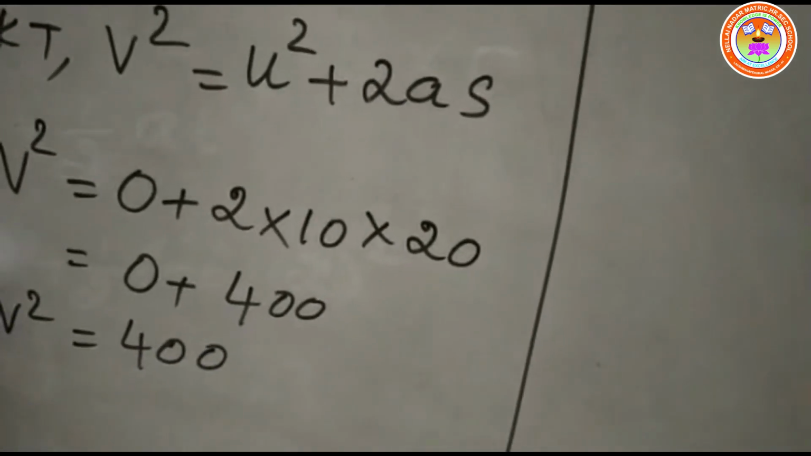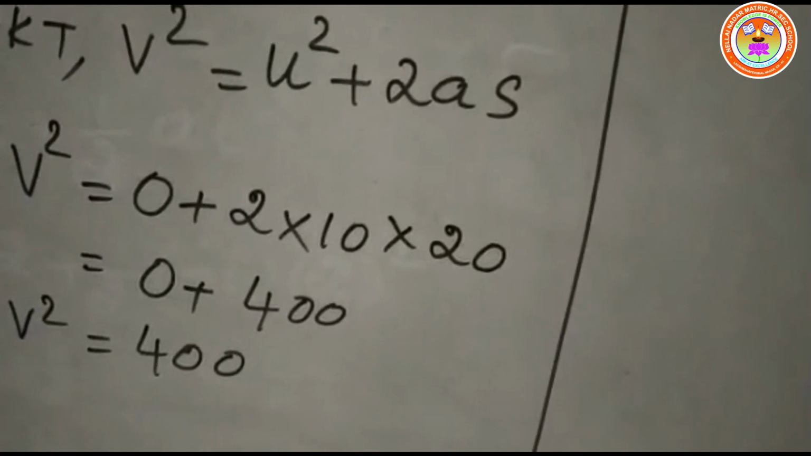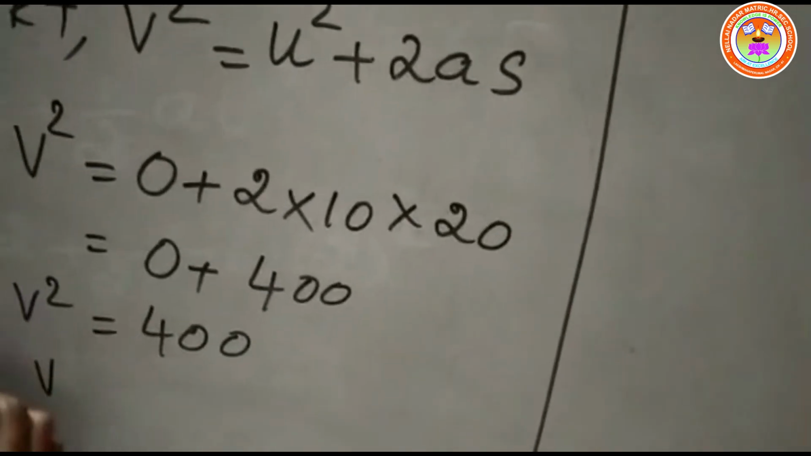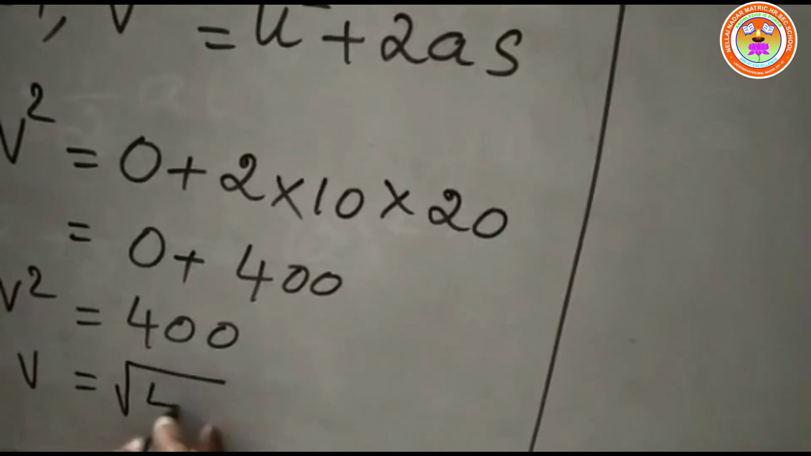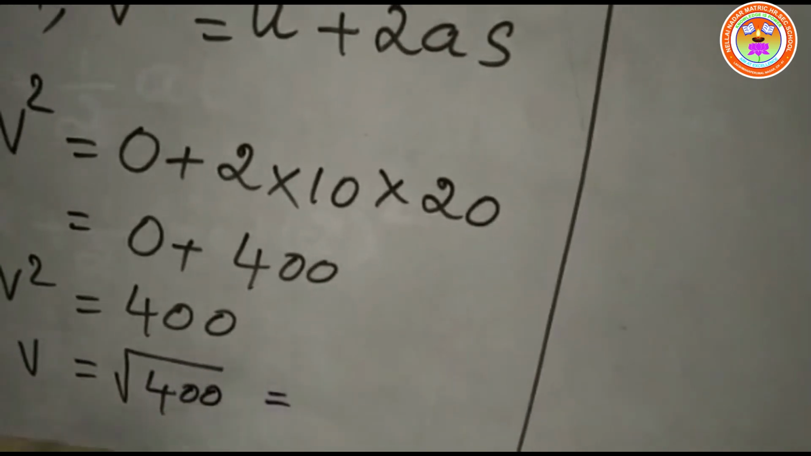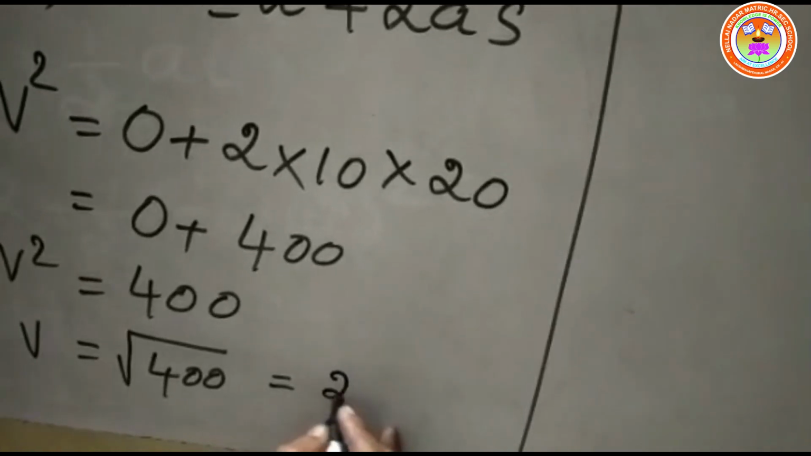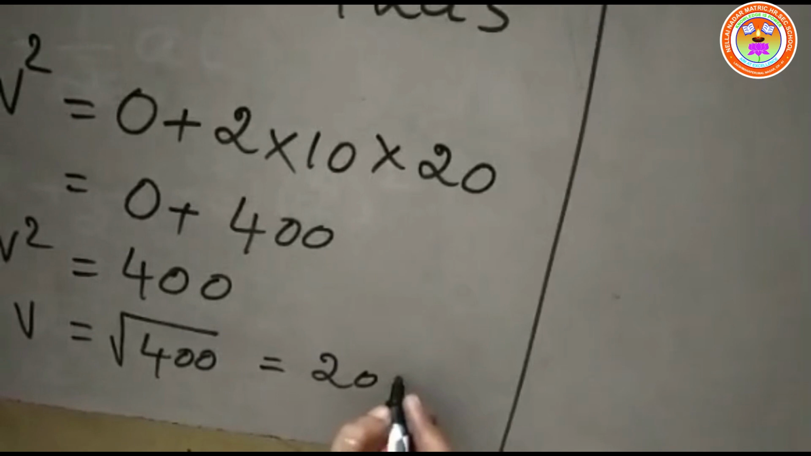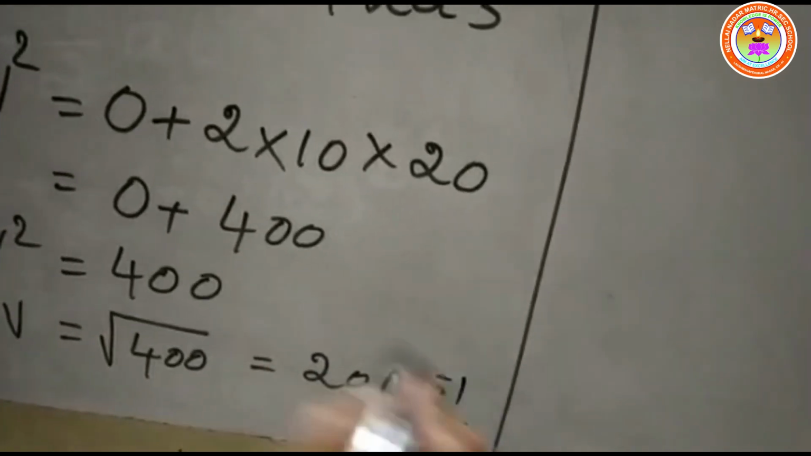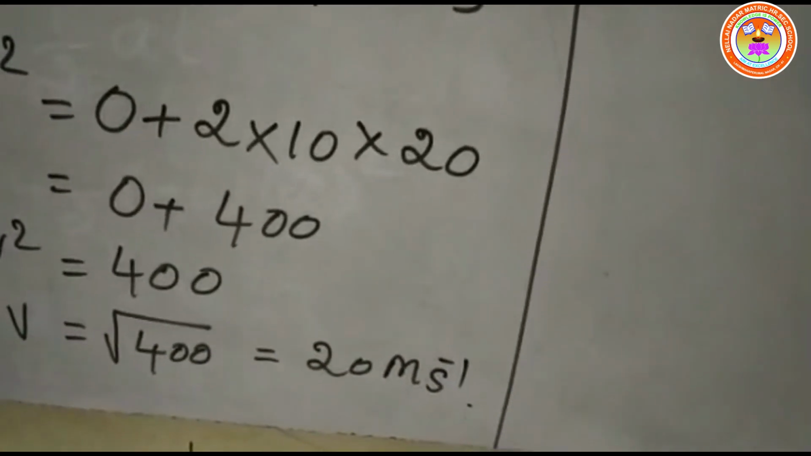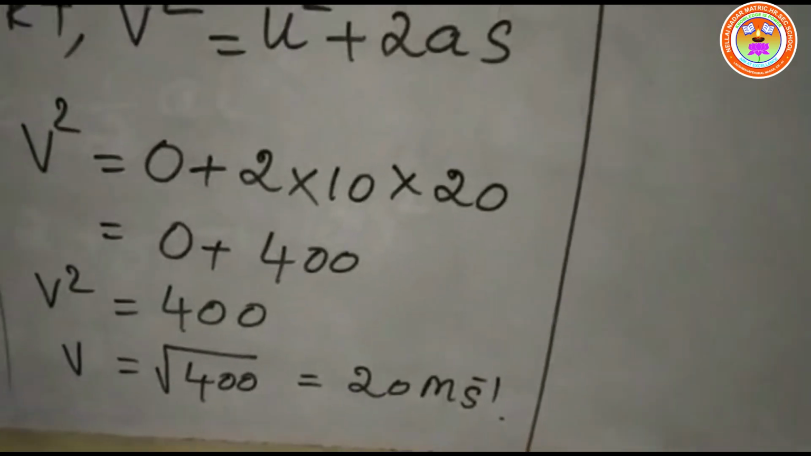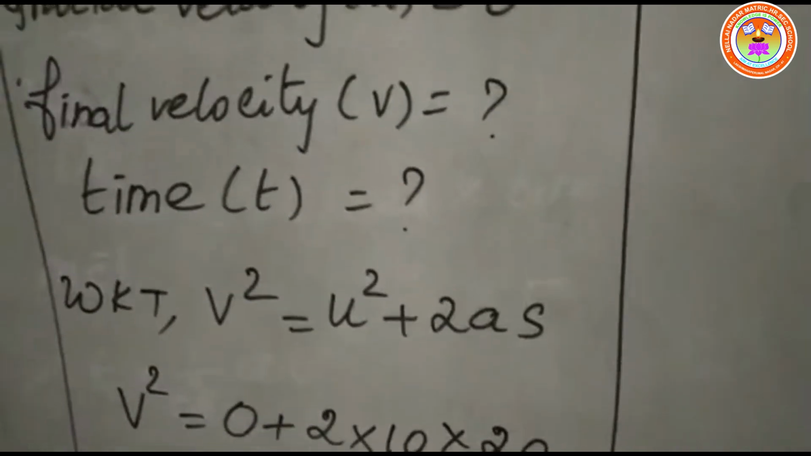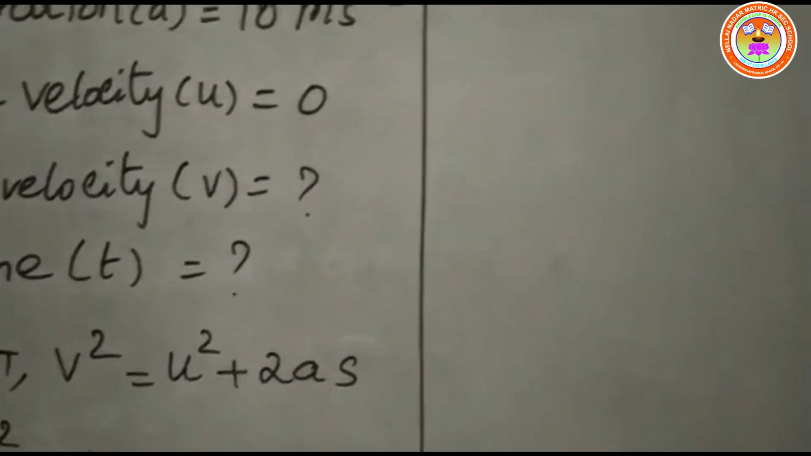We have to find out the value of V only. So take the square root on both sides. So the square will be cancelled out, isn't it? So V is equal to root of 400. What's the value of root of 400? It's nothing but 20, isn't it? 20 twenties are 400 only. So V is equal to 20. What's the unit? Meter second power minus 1. So the ball moves with a velocity of 20 meter second power minus 1 when it strikes the ground. So we found the velocity value.